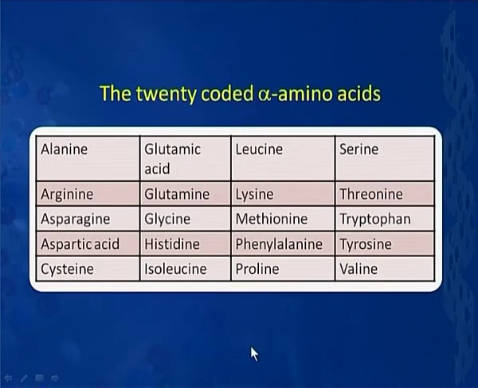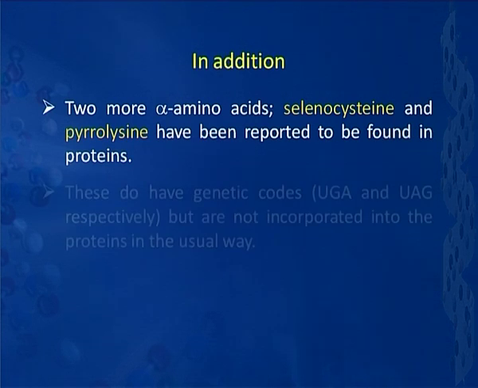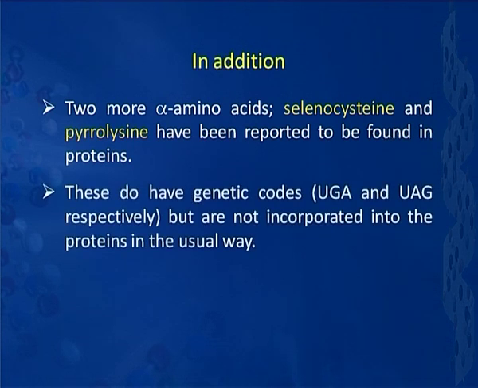Coded amino acids are the only ones which become part of proteins when they are being formed in the ribosomes. The 20 coded amino acids are the ones I just mentioned earlier, so the same list holds true here also. Recently, in the past few years, 2 more alpha amino acids, selenocysteine and pyrrolysine, have been found to exist in certain few proteins, and these also are found to have genetic codes.